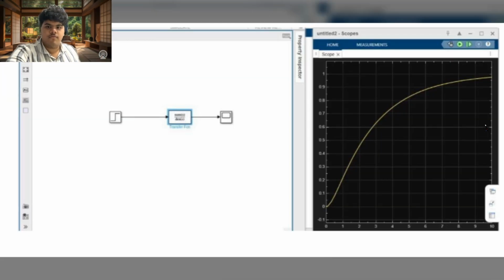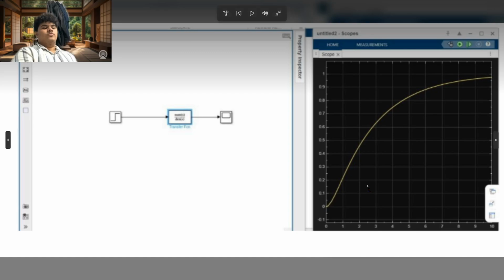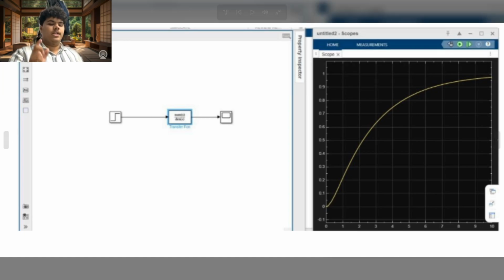The fourth case is when zeta is greater than 1, that is overdamped. This system has too much damping. The response is very slow and sluggish. It also has no overshoot, but it takes much longer to reach the final value than the critically damped case. It is going above 0.6, and you can place that as a middle point. From here to the 1 point, it will take much more time than the critically damped case.